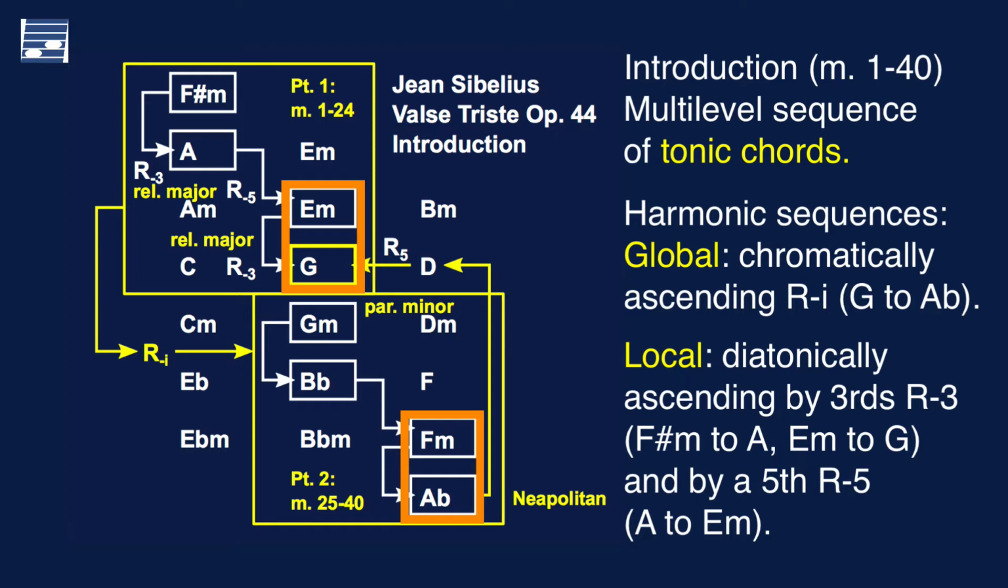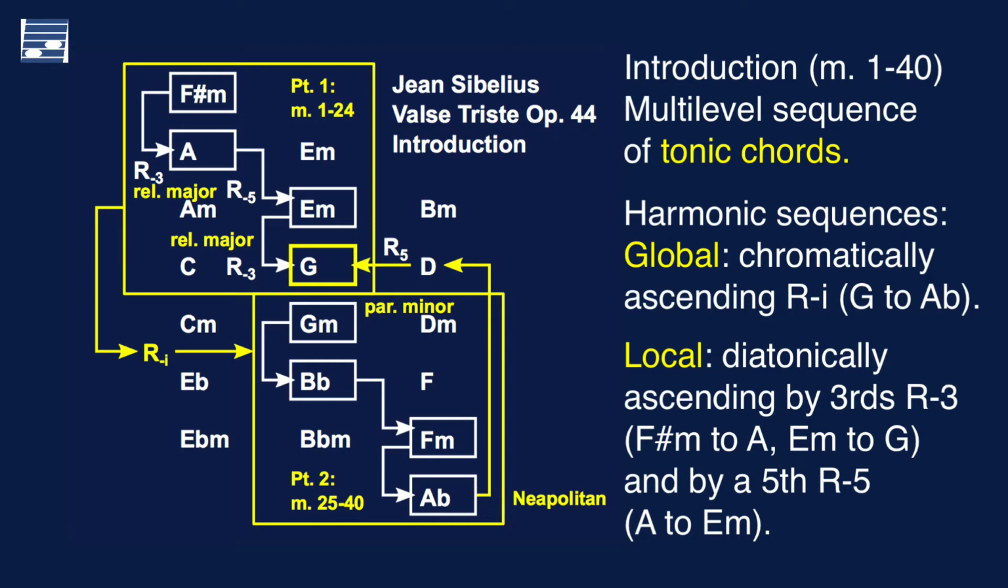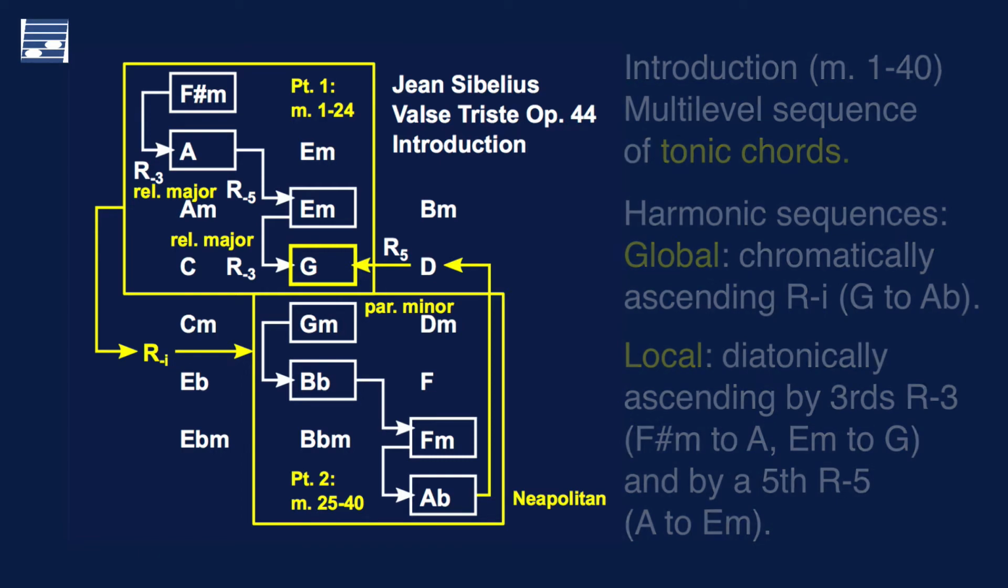This pattern is copied in the second half of the introduction. From the A major key we move towards E minor, a root cycle R-5. Alternatively, we might say that the minor-major key pair is locally transposed a major second below, since we move from F sharp minor to E minor.